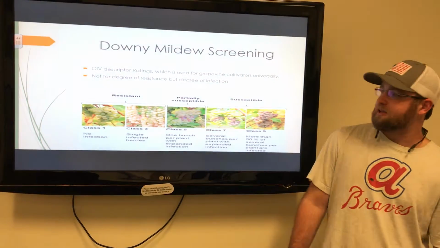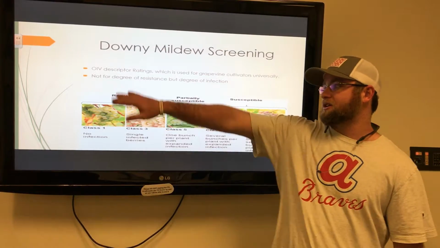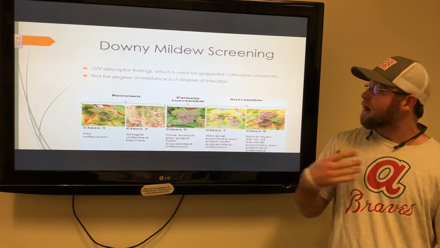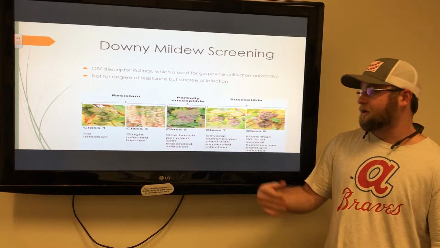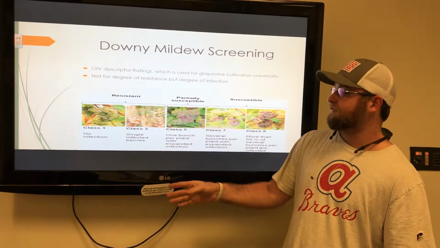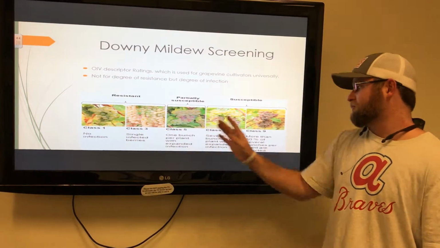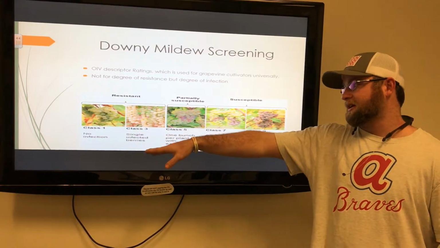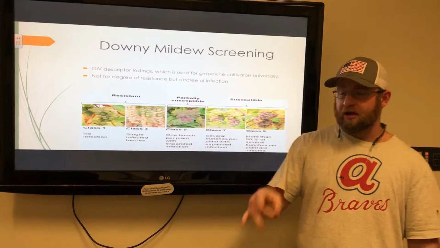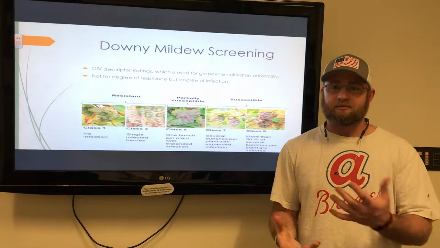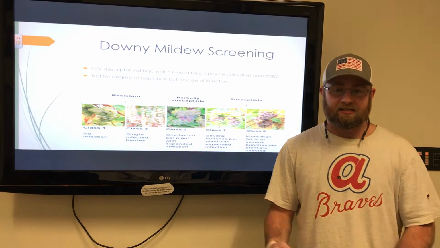So what you're looking at here now is the downy mildew screening, and this also applies for the powdery mildew screening. They use generalized OIV descriptor ratings. It's what grapevine cultivars use universally for rate of infection, for class of infection, not class of resistance. So it goes 1 through 9, 1 being no infection, 3 being slight infection, all the way up to class 9, which is more than 50% of the several bunches per plant infected. Bunches are the clusters of grapes that you see. That means half of those clusters on one plant itself are infected.